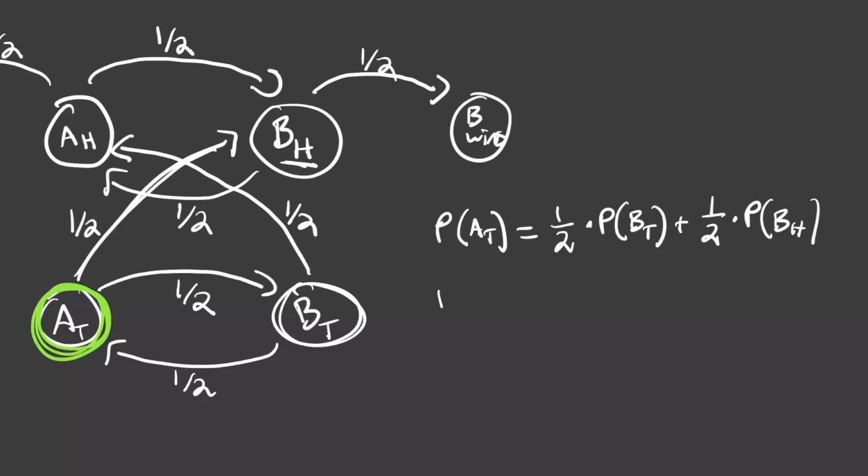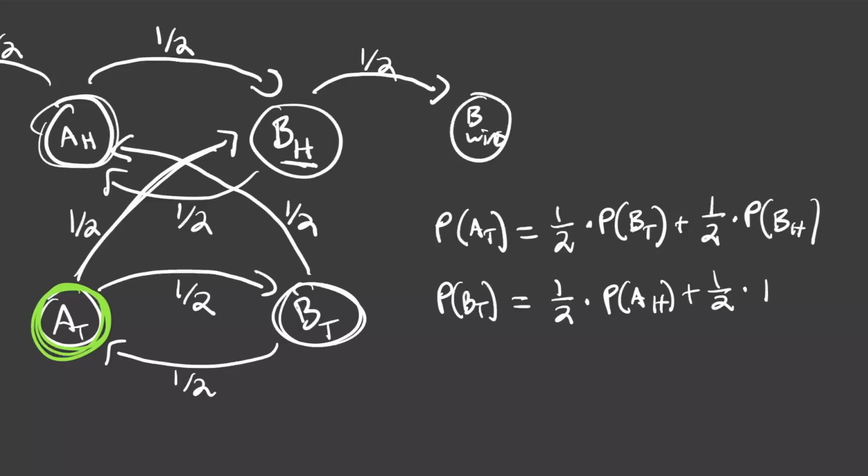Okay, now if we're in the state of B and we're facing a tails, well then now what's our probability that A wins in this situation? Well, we have a 1/2 probability of going to this state up here, so 1/2 times the probability of A sub h. And we have a 1/2 probability of going back to A sub t. So we add on 1/2 times the probability of A sub t. And you can keep going like this.